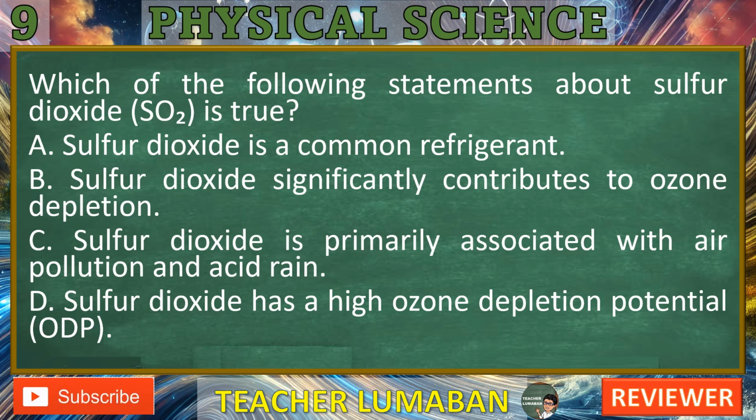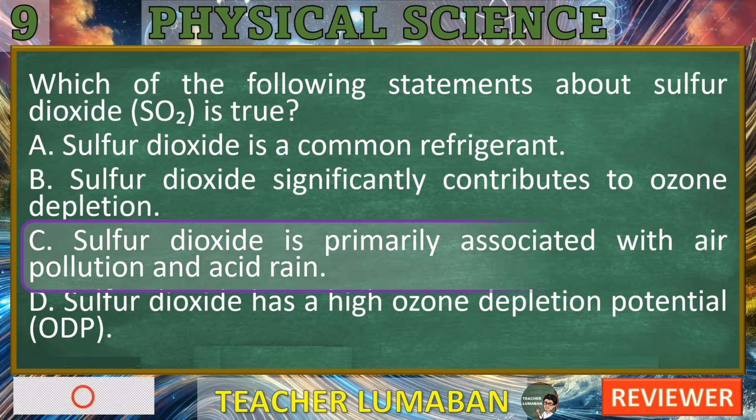In the next 5 seconds, select the best response from the available options. 5, 4, 3, 2, 1. The correct answer is C. Sulfur dioxide is primarily associated with air pollution and acid rain.